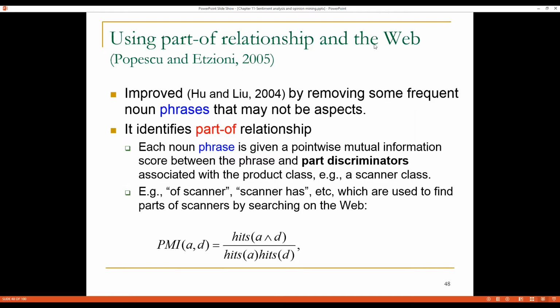It identifies part of a relationship. Each noun phrase is given a point-wise mutual information score between the phrase and part discriminators associated with the product class. In this case, it's scanner class. So what they did was by searching the web for the point-wise mutual information, they took how many hits they received on A and D together, and they divided it by how many hits A and D had when they were statistically independent.